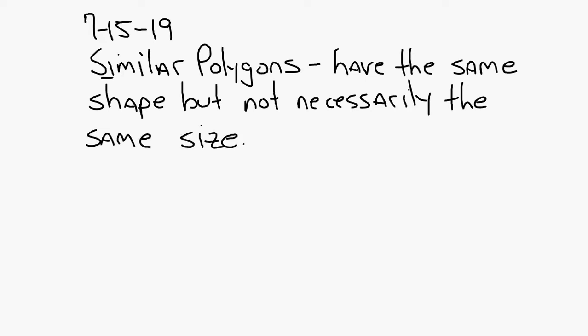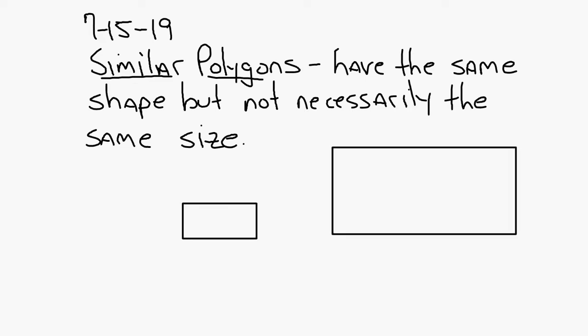Alright, similar polygons. They have the same shape but not necessarily the same size. What does that mean? It means if a couple of polygons are similar, maybe you have a small one and then a bigger one, or vice versa. But they're similar to each other.